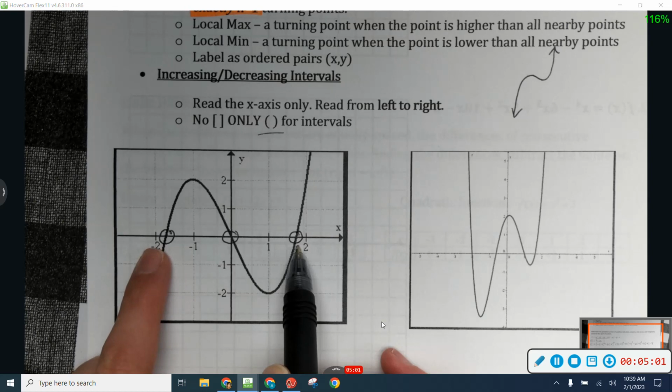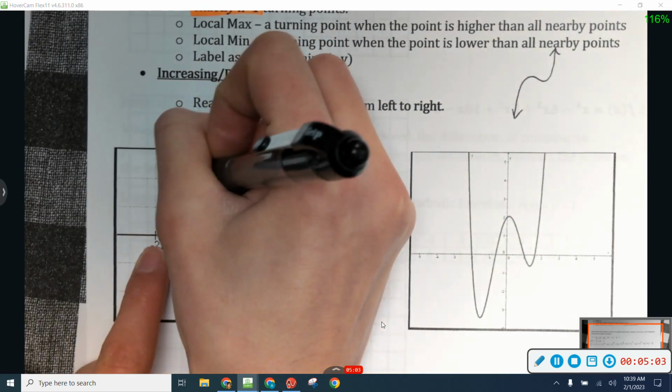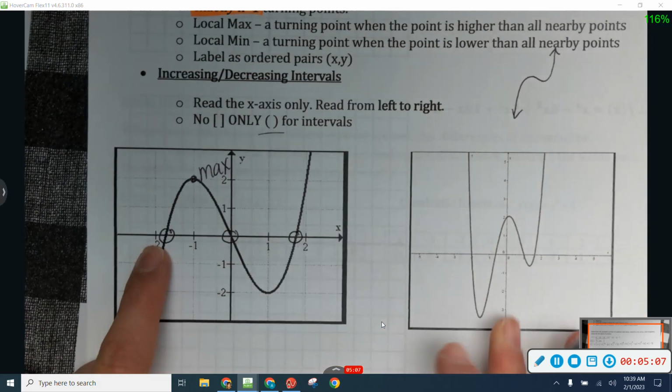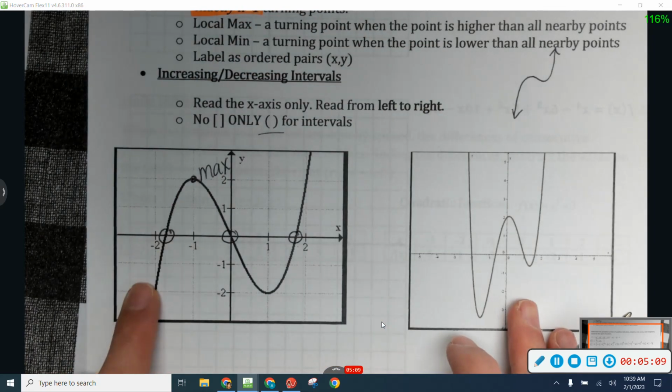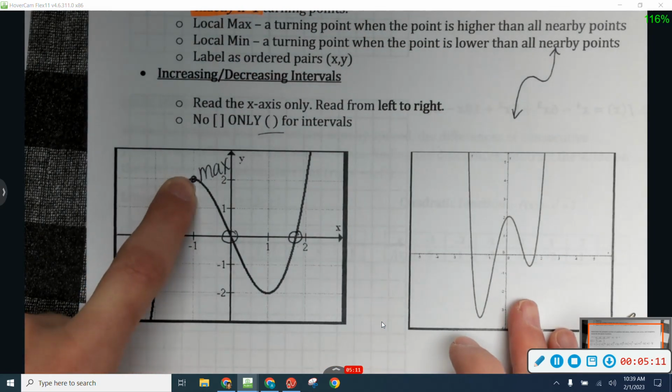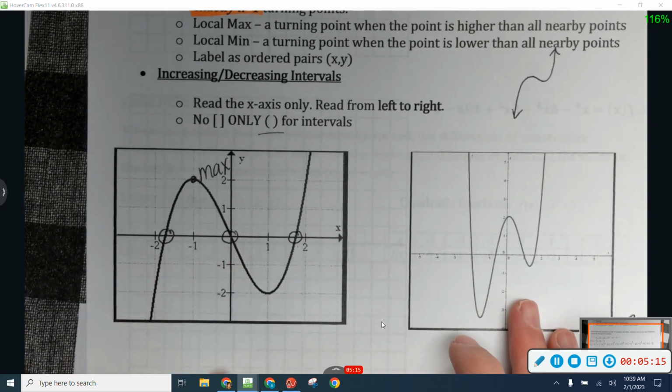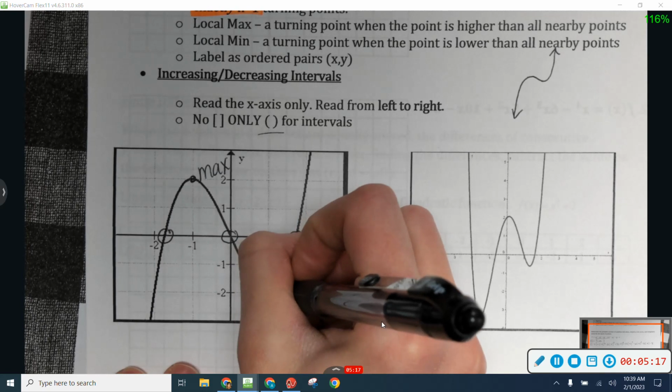Okay? Now, this point right here would be a local max. It's a high point. I'm increasing. I hit that point, and then I turn down to decreasing. Okay? And then I have a local min right here.